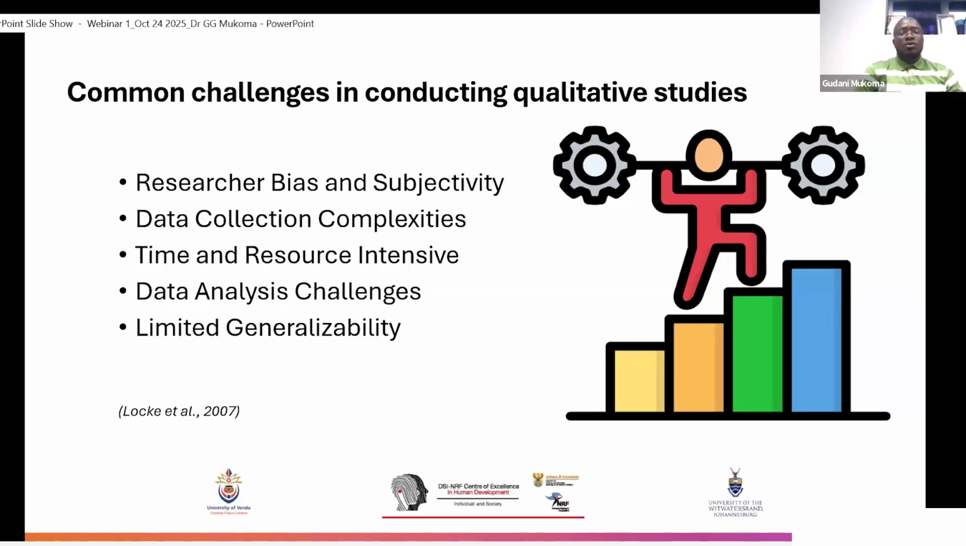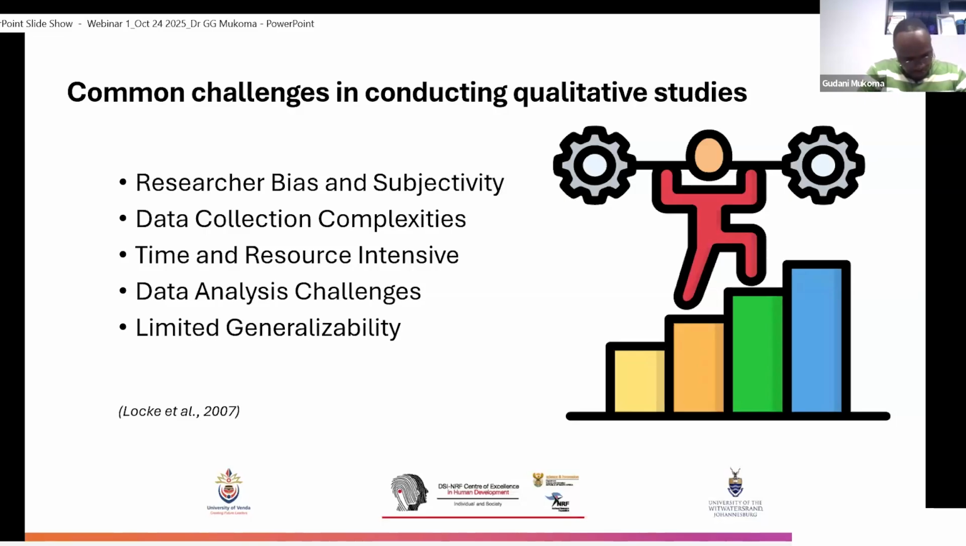And this will help you plan better, and also understand that when you encounter such problems or situations, what do you do as a researcher? And it's very important to be mindful of the first one, and that is the researcher bias and subjectivity.